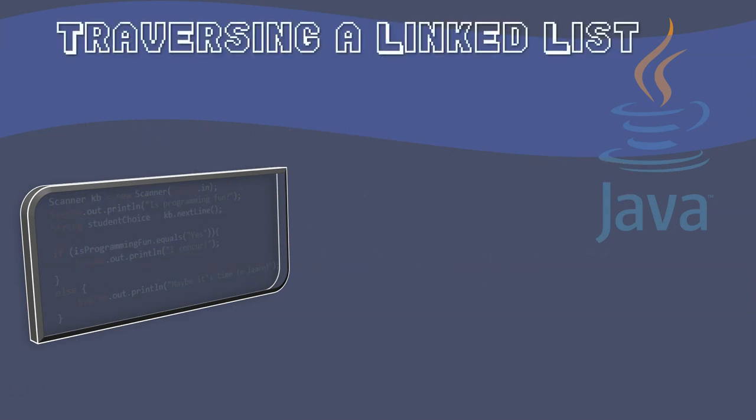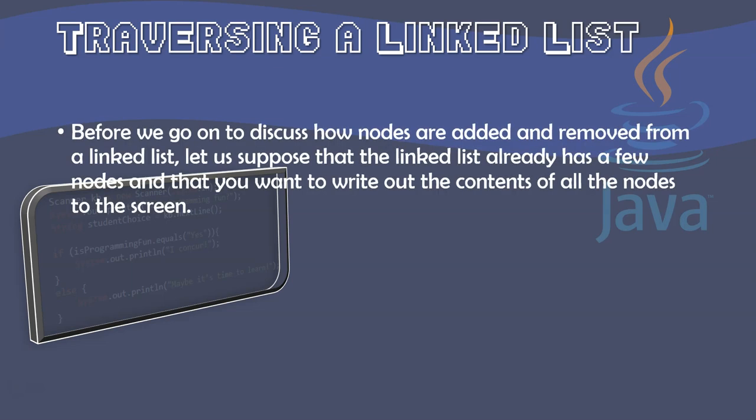Now, traversing a linked list is obviously the thing we really want to start looking at, because what good is it to have all this data in a chain if we can't actually access it? Before we go on to how nodes are added or removed from a linked list, because obviously putting information in or taking it out is going to be important, we need to discuss how, when the linked list already has a few nodes, we want to, for example, write all the contents to the screen. We want to print out that linked list.